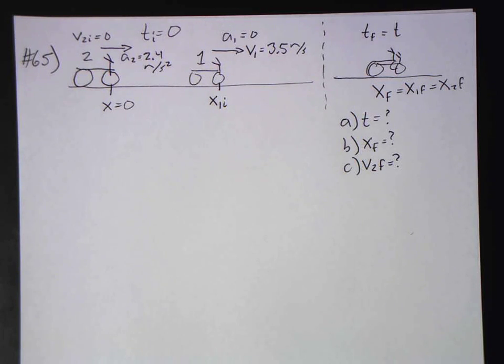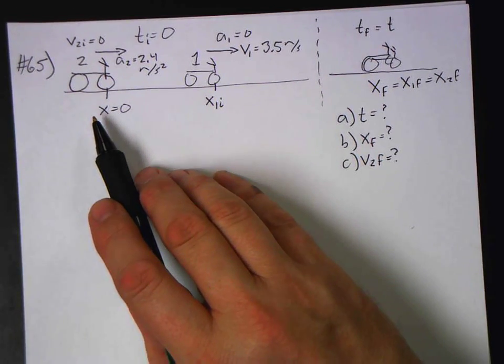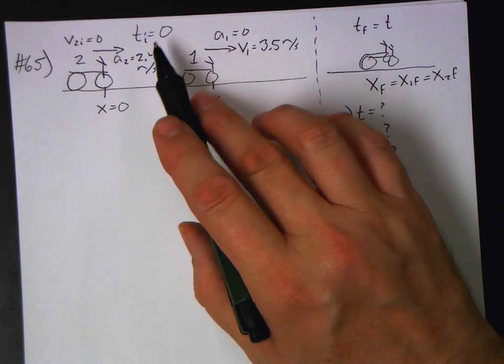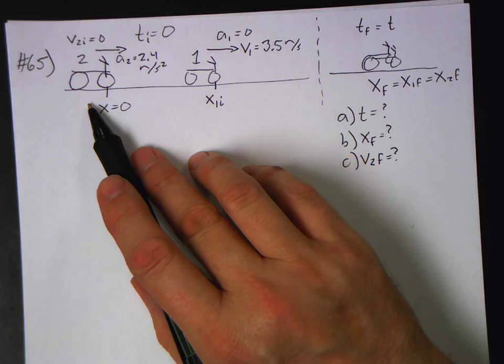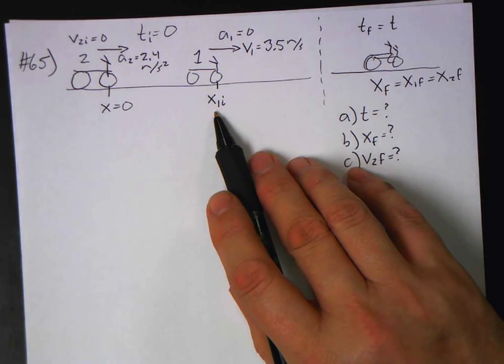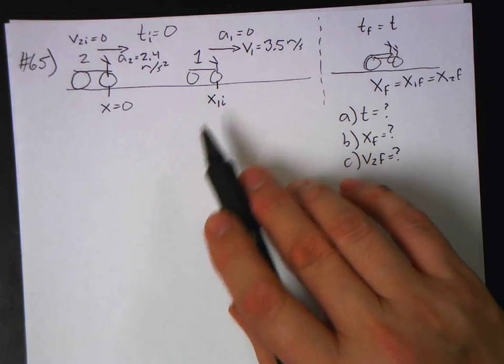2 seconds later, the bicyclist hops on his bike and accelerates at 2.4 meters per second. We're going to call that time, 2 seconds later, when the bicyclist hops on his bike, the 0 point. And that is why I have him back here at x equals 0, but this guy is out here beyond x equals 0 because he's moved forward for 2 seconds.